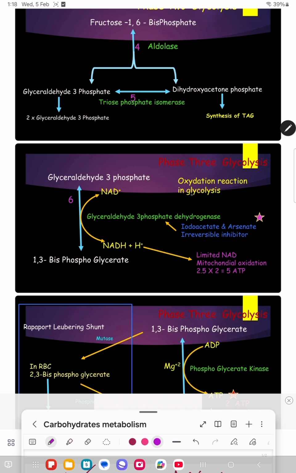You can see iodoacetate and arsenate are irreversible inhibitors here. There is limited NAD in mitochondrial oxidation, and you can see that 1 NADH will be equal to 2.5 ATP, and 2 NADH will be equal to 5 ATP, right?